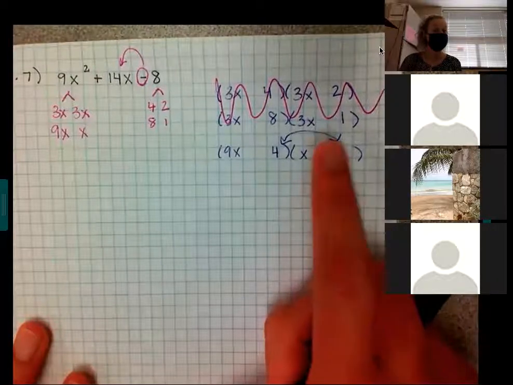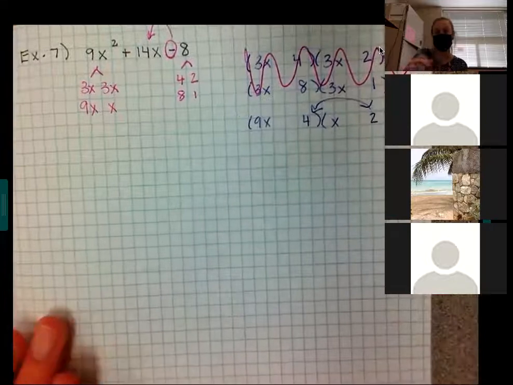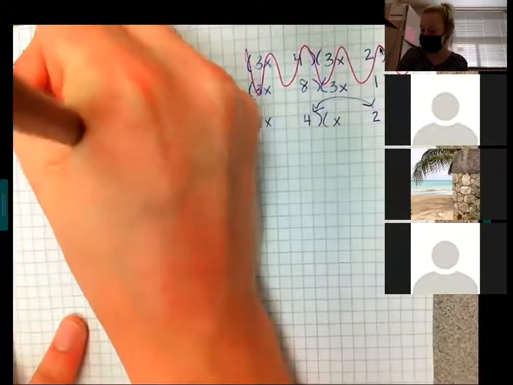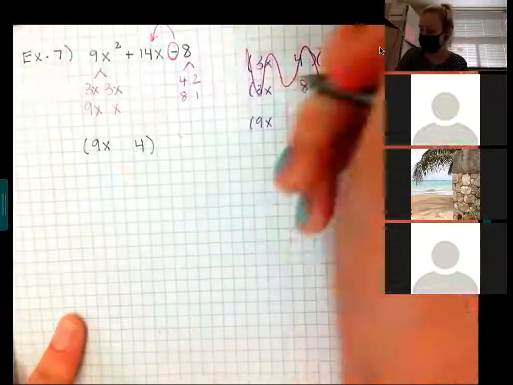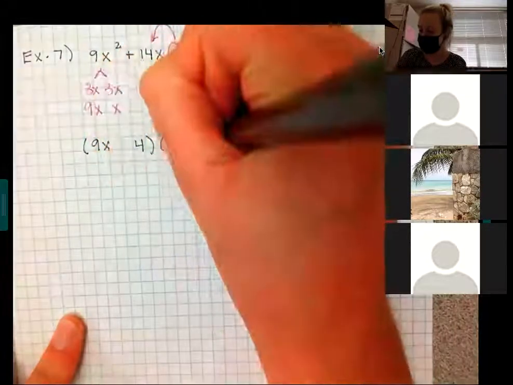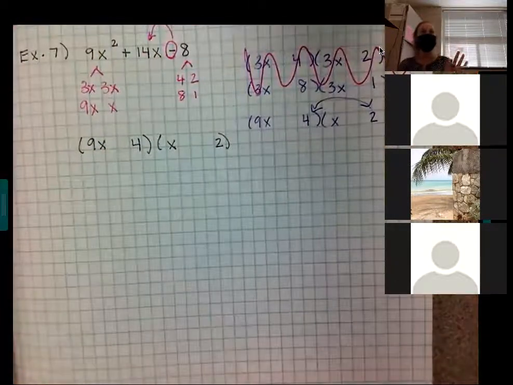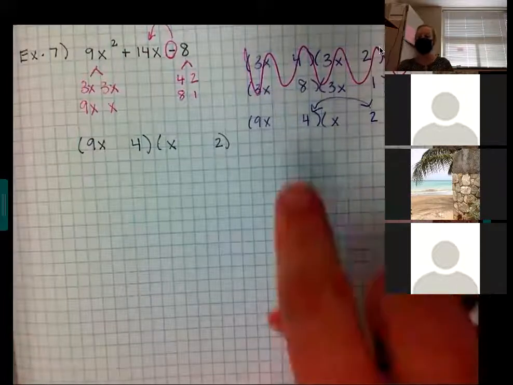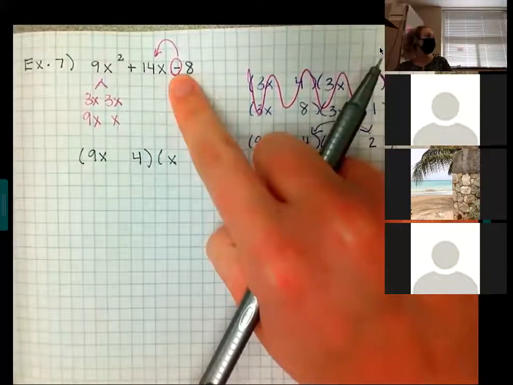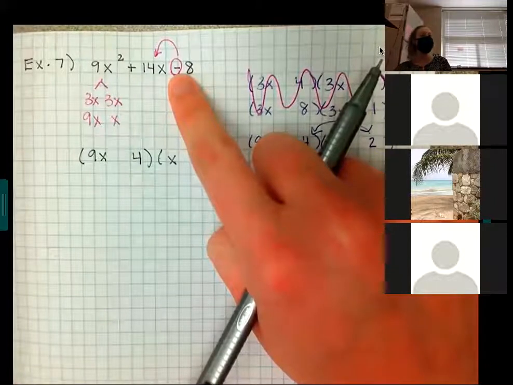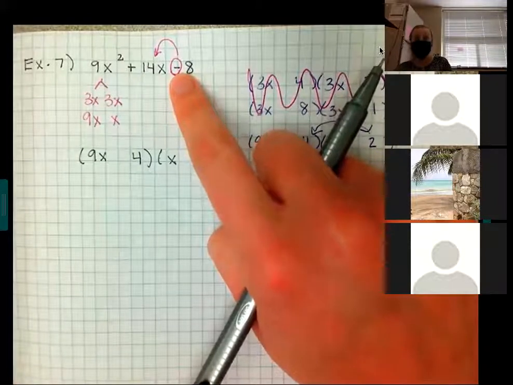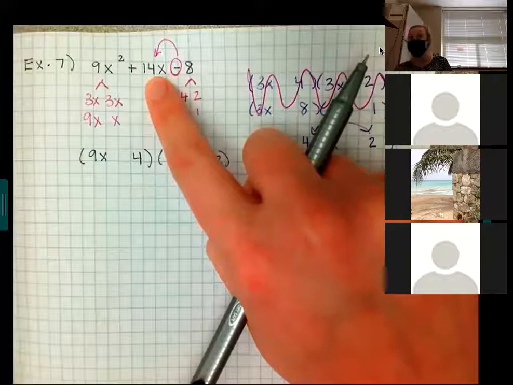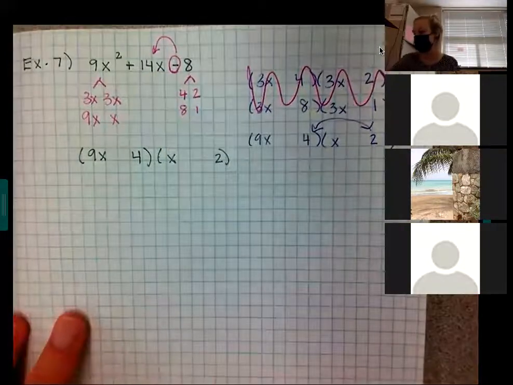So everybody look at how I have it set up right here. I'm actually going to come write it down here. 9x and 4 and x and 2. Everybody watch. This is what y'all have to remember. I think a bunch of you were adding. What kind of 8 did we have in the back? A negative, which means we want to subtract to get 14. So y'all look at how we have it set up.